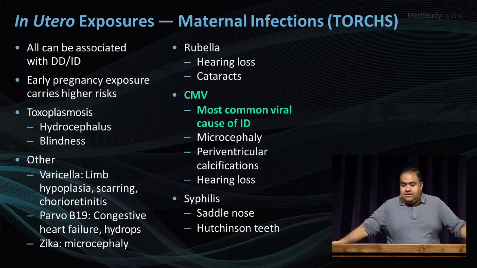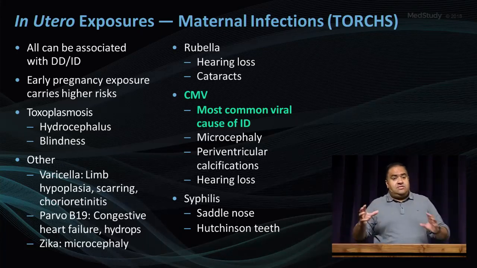Rubella, all right. The things you need to know: the hearing loss is one part, but also cataracts, a machinery-like murmur, which is from the PDA, and blueberry muffin rash, extramedullary hematopoiesis. So we're starting to see some traits here.